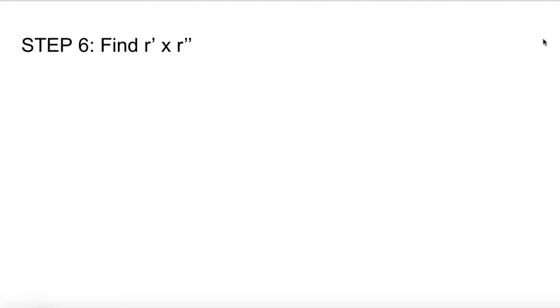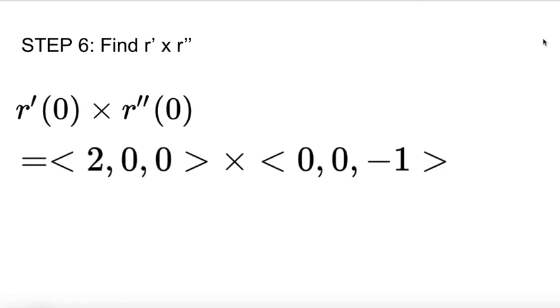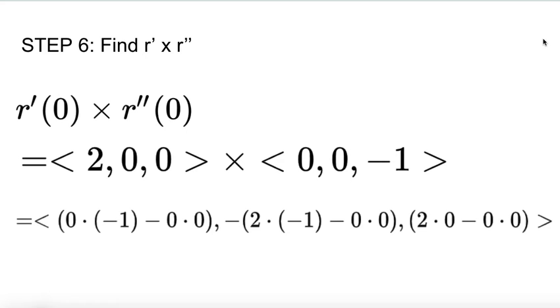Next, we want to find r prime crossed with r double prime. This is the vector (2, 0, 0) cross the vector (0, 0, -1). We apply the formula for the cross product to get: the x component is 0 times negative 1 minus 0 times 0, which is 0. The y component is the negative of 2 times negative 1 minus 0 times 0, which is negative of negative 2, which is positive 2. The z component is 2 times 0 minus 0 times 0, which is, again, 0. Thus, r prime cross r double prime is equal to (0, 2, 0).